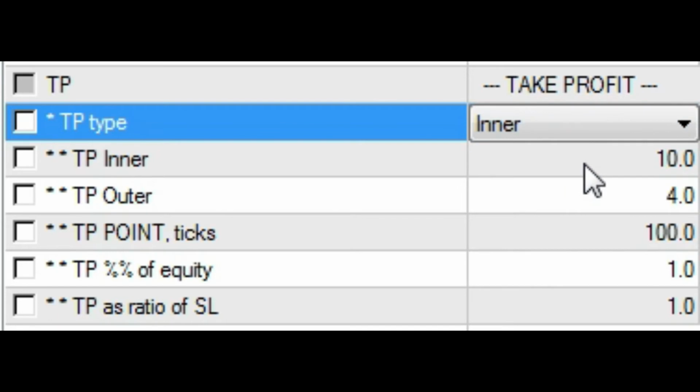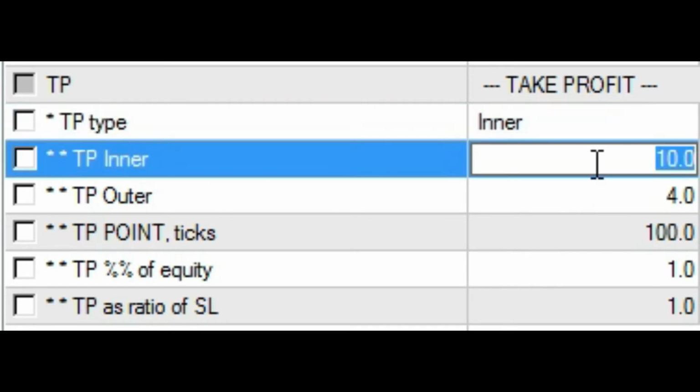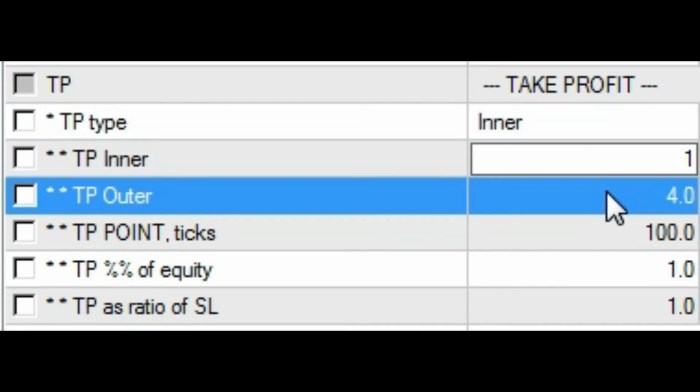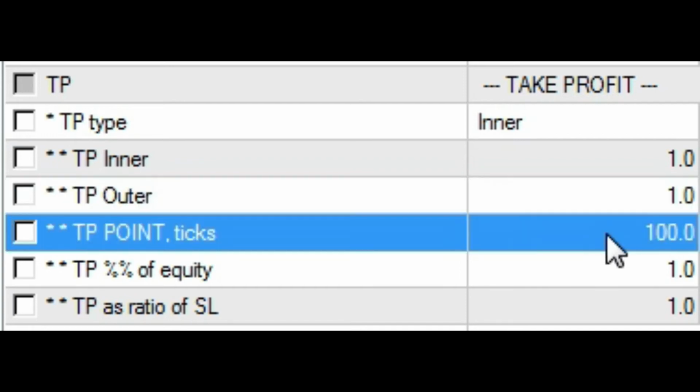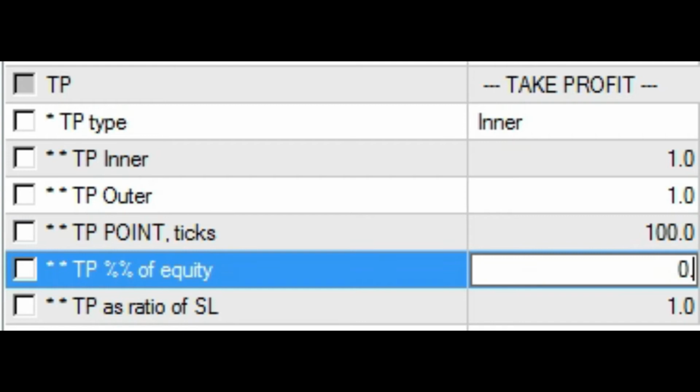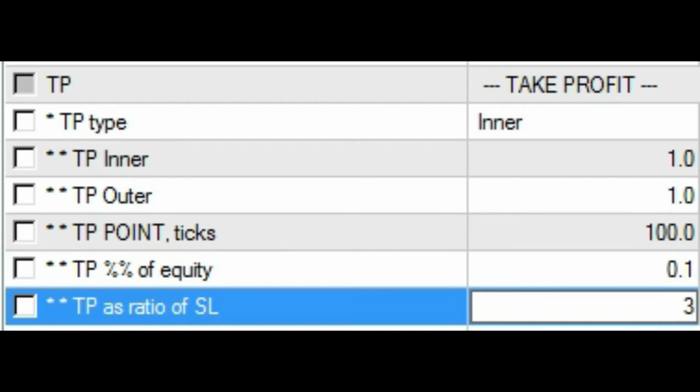Inner, outer and point work the same as stop loss, just in the opposite direction from entry than stop loss. Percentage take profit is automatically calculated based on account balance at the moment of entry position. 0.1 represents 10%. When you want to compare stop loss to take profit, 3 means take profit is 3 times the stop loss. Risk reward is 1 to 3.